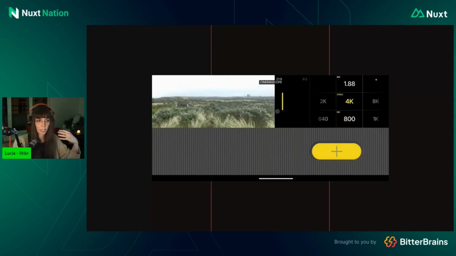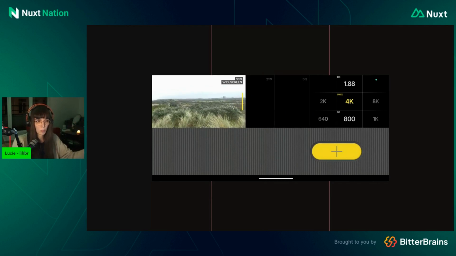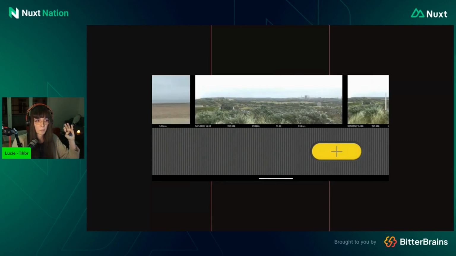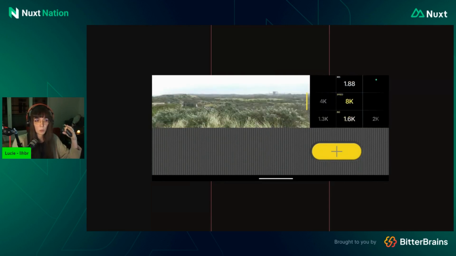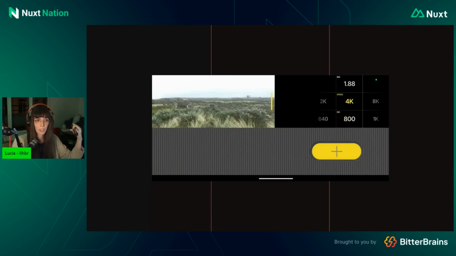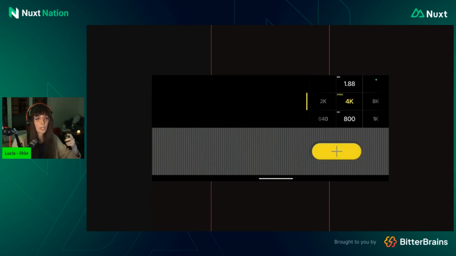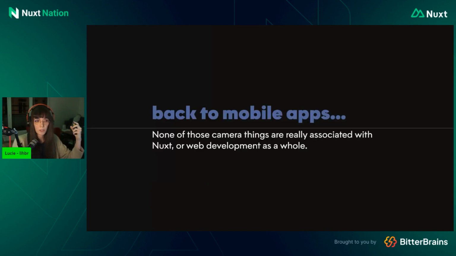I made this one, and I made it with Nuxt. It comes with an experimental UI, I know, and I know you're not here to talk about photography, but really the gist of this app is to focus on taking panoramic shots, hence the wide viewfinder. It also comes with control over the phone camera sensor, like a real camera, all of that with smooth animations and everything. And what's interesting here, bringing us back to mobile apps, is that none of those camera things are really associated with Nuxt or web development as a whole.